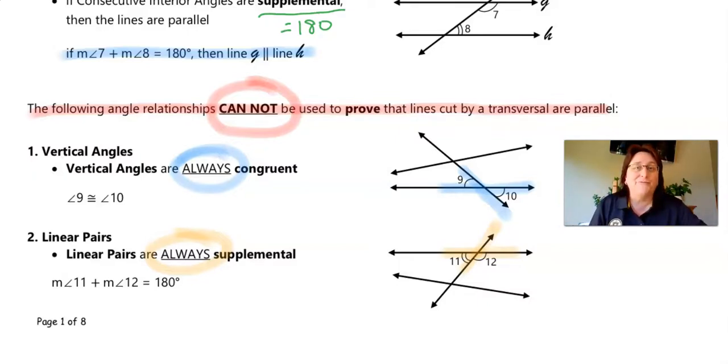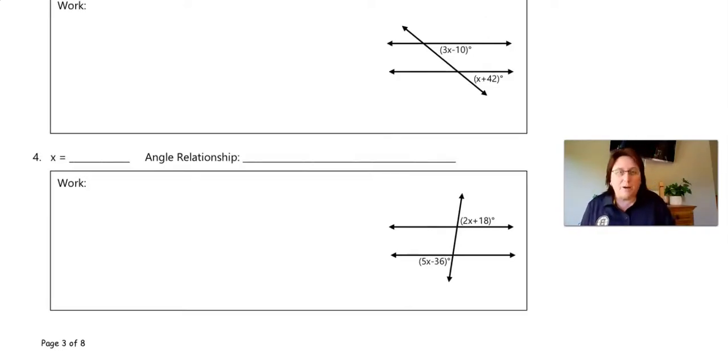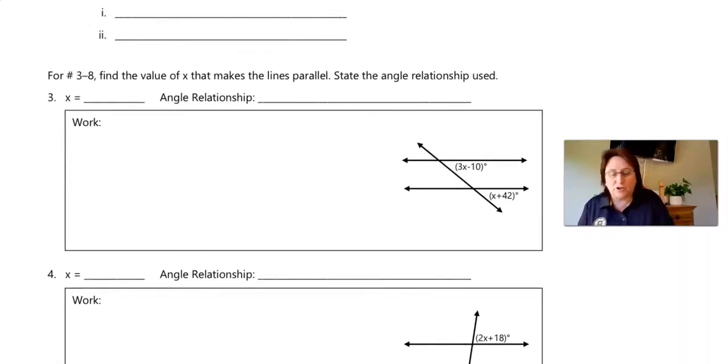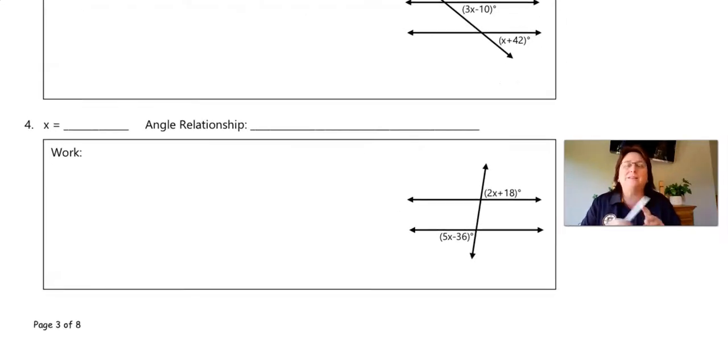Next we're going to look at number 4 together. Go down and look at number 4. We're down here at number 4, but all it says is X angle relationship. It gives us the picture. What are we supposed to do? We need to go back up and read the instructions. The instructions say, find the value of X that makes the lines parallel and state the angle relationship that you used. So we have to determine a value of X that will make these lines parallel.